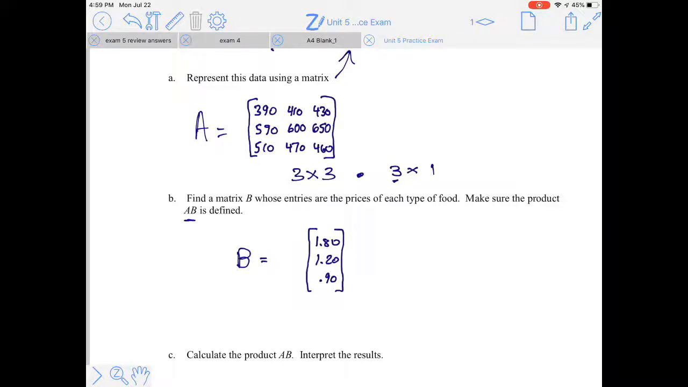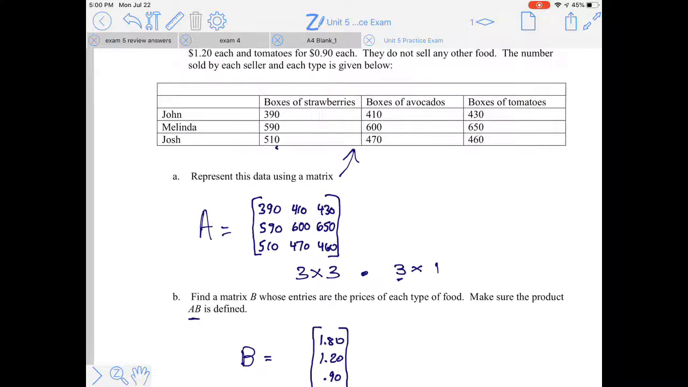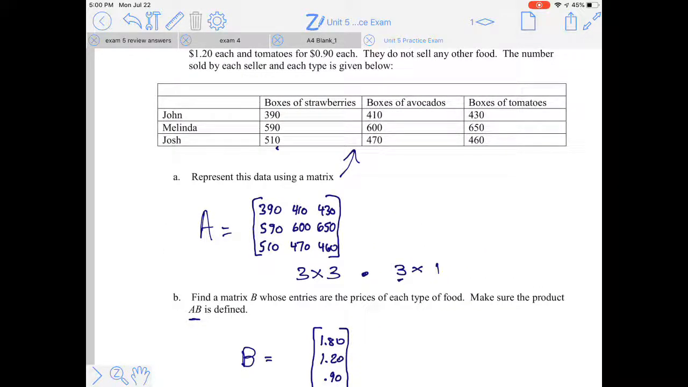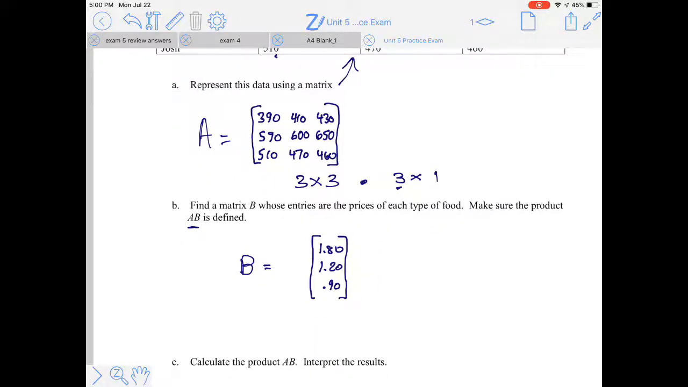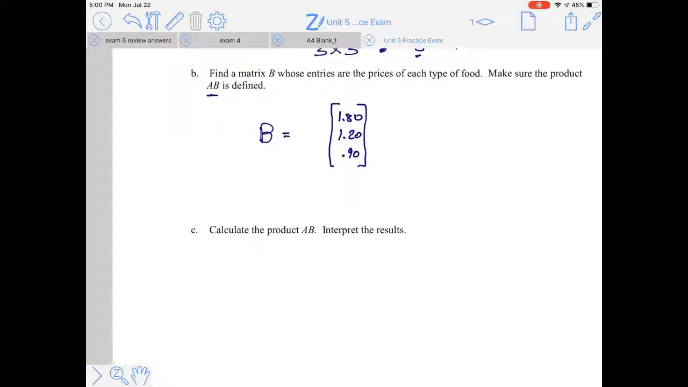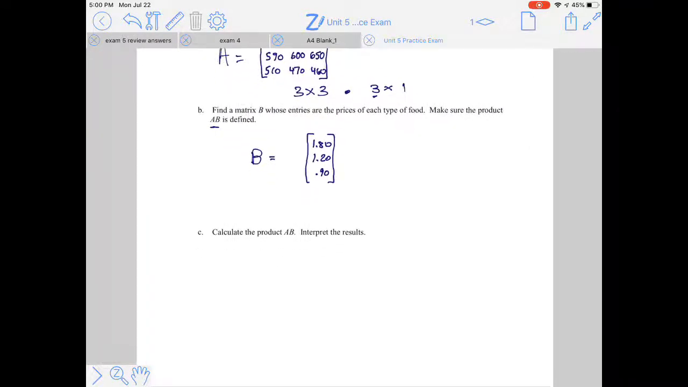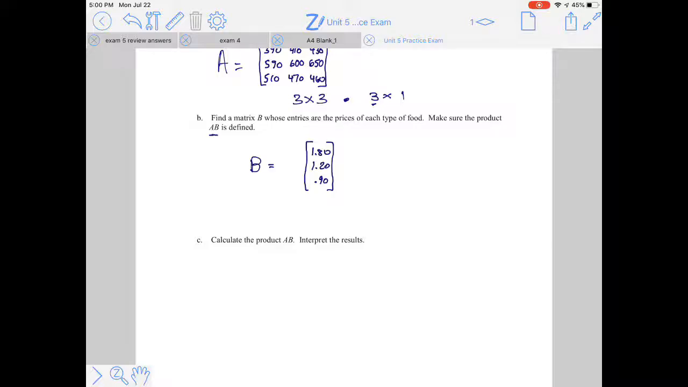It's the revenue. That's the total revenue each person makes. That's what it ultimately is leading to: how much money did John make from all of his food? How much money did Melinda make, and how much money did Josh? That's what A times B is going to tell you. So you can't leave it ambiguous by just keeping a dollar sign. They make money.